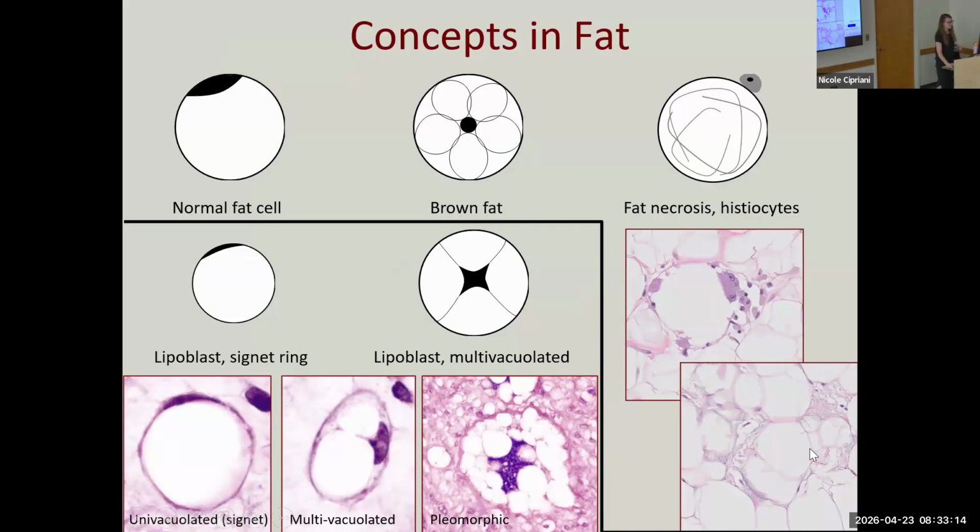Fat necrosis can sometimes mimic atypical lipomatous tumors, because they have this reduplication of the cytoplasmic membrane when the cells die and they have histiocytes coming in, right? But remember, if you see histiocytes and this reduplication, this is fat necrosis, not neoplastic.